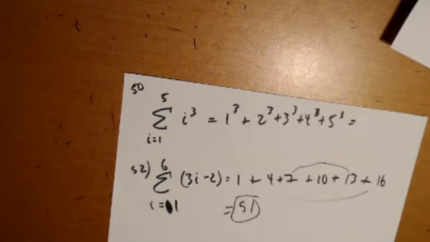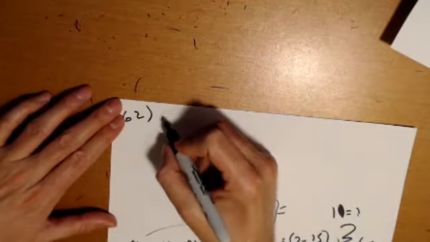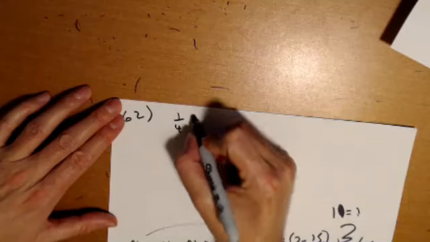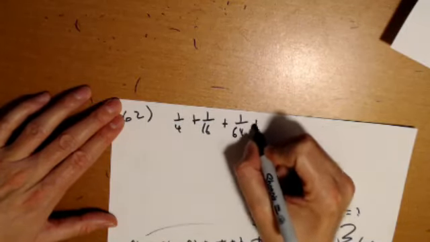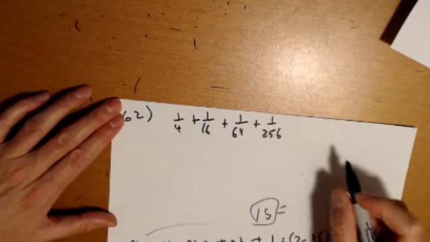And what did I say to go to? 63. Oh my gosh, there's more. In the following exercise, write each sum using summation notation. Oh, okay. That'll be fun. So I'll do 62. 1/4 plus 1/16 plus 1 over 64 plus 1 over 256.